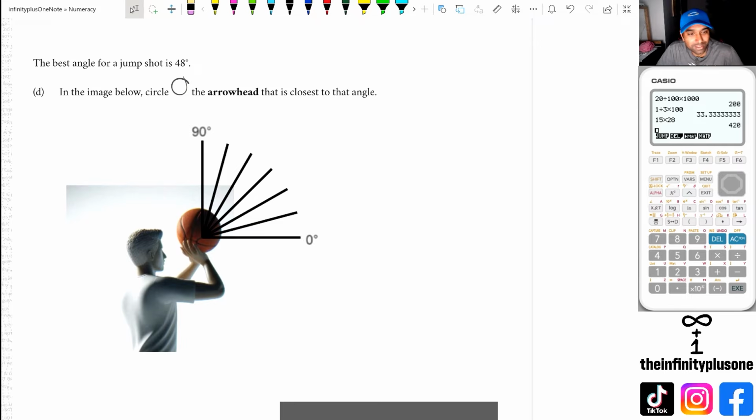Right, let's go to question D. Gotta love AI imagery. That was the best I could do, by the way. The best angle for a jump shot is 48 degrees. In the image below, which arrowhead is closest to the angle? All right, so looking at this, 1, 2, 3, 4, 5, 6. I kind of just started putting some random lines here. But 48 degrees is pretty close to 45 degrees, which is halfway between 0 and 90. I know I said arrowheads, apologies, but I would probably think that right there is the closest to the 48 degree angle. And that's pretty much it for question D.